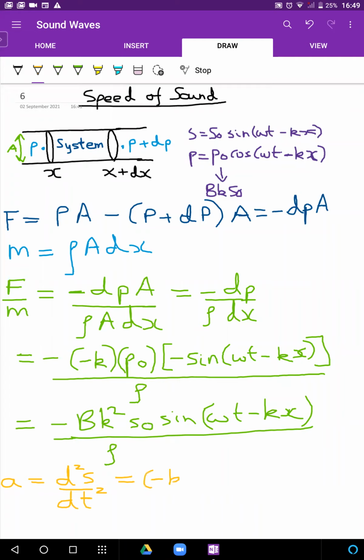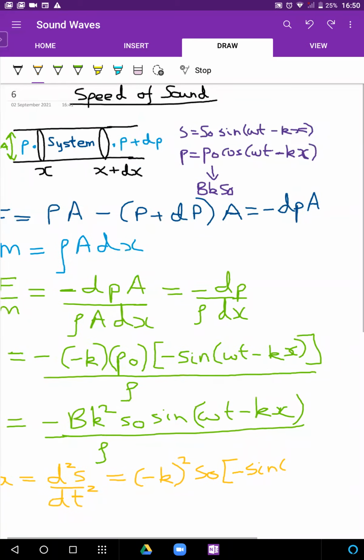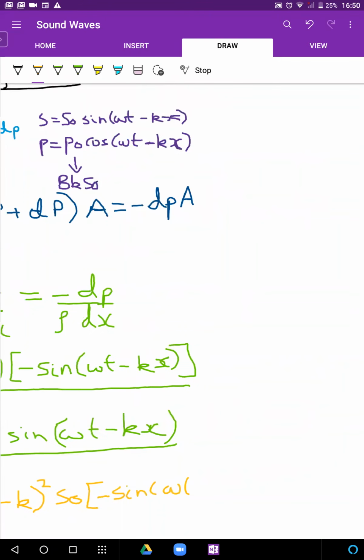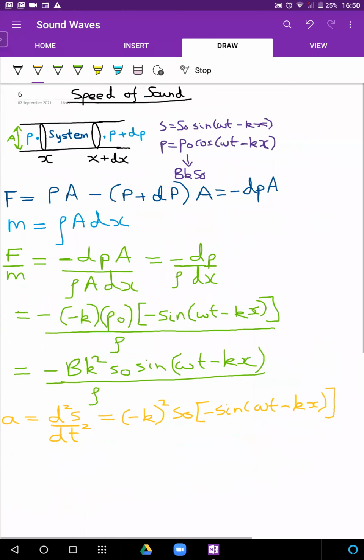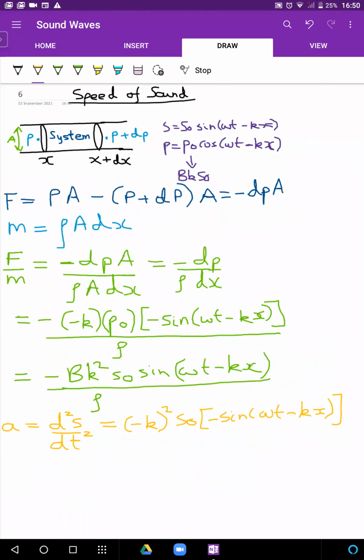One I can write that minus k दो बार बाहर आ जाएगा, and then s naught रह जाएगा, and sine itself when you differentiate twice, you know कि वो cos होके minus sine हो जाता है, minus sine omega t minus kx, ये है sine वाले function का double derivative. Omega t minus kx. Okay. So that's our acceleration. Okay. So k square s naught. Of course, I'm not going to rewrite this. K square s naught minus sine omega t minus kx.